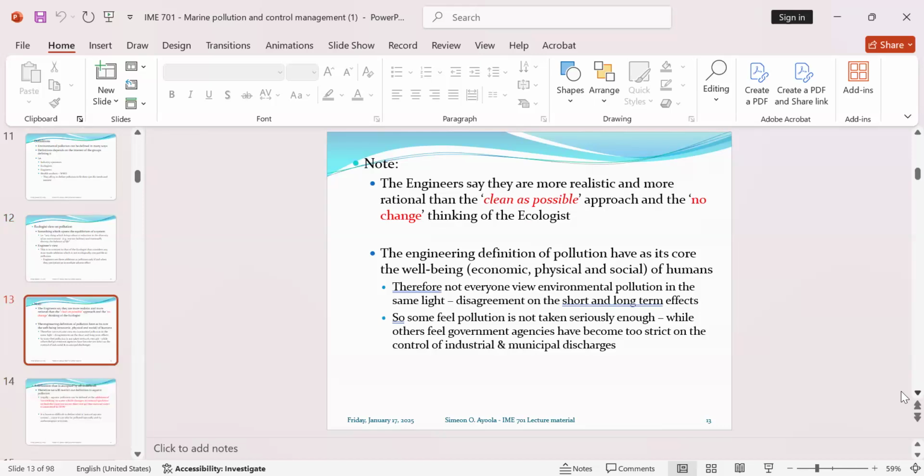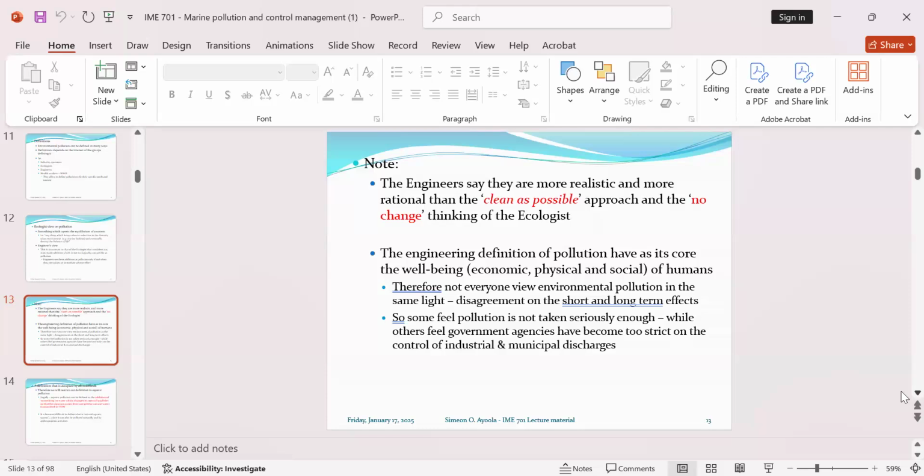Now, it's very important to know that the engineers say that they are more realistic and more rational than the ecologists, who want as clean an approach as possible and are always thinking of the ecology. So invariably, ecologists don't want anything to disturb the ecosystem. But rather, the engineers will tell them that they are more realistic about it. If at all there is pollution, they will be able to clean it as soon as possible. But ecologists will look at it that no matter what, even before the cleaning, there must be a level of damage that will have taken place.